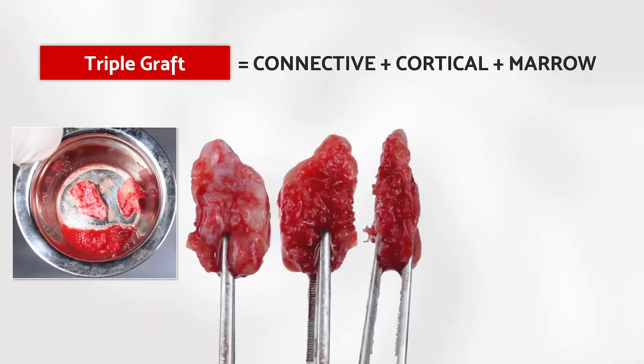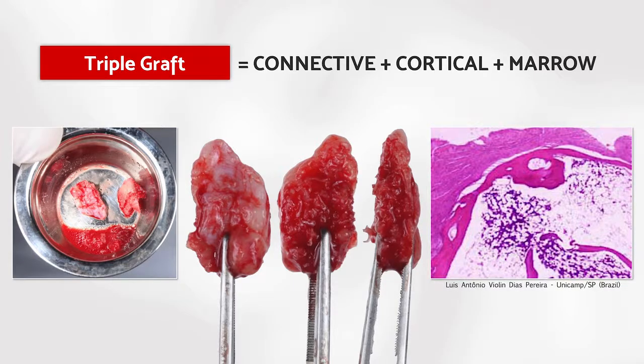The triple graft has connective tissue, cortical, and cancellous bone in one single piece. But when we harvest a triple graft from the tuberosity, we always need to harvest more bone in order to crush it to fill the gaps. And here we have a histological section performed by Dr. Luis Antonio Violins Dias Pereira from Unicamp University in São Paulo. You can see the connective tissue, the periosteum, the cortical and marrow bone. So we have 4 sources of nutrition ready to be transplanted from the donor side to the receptor side.